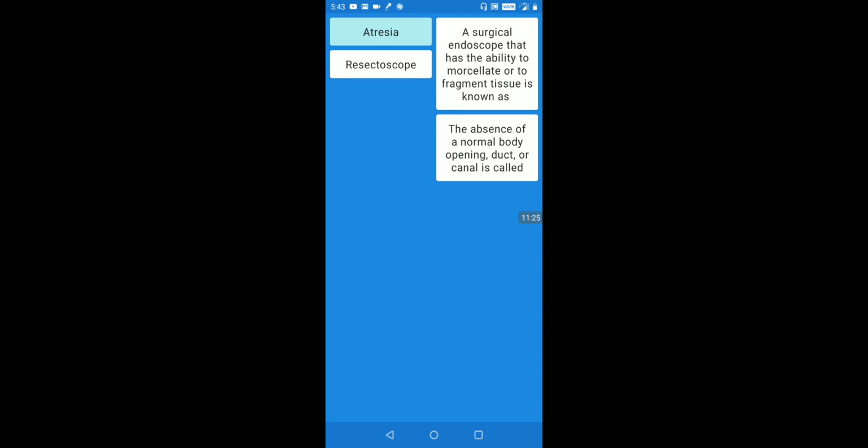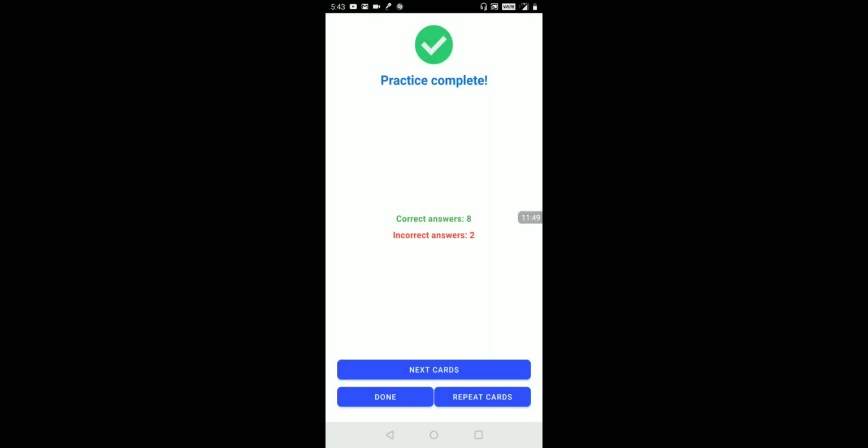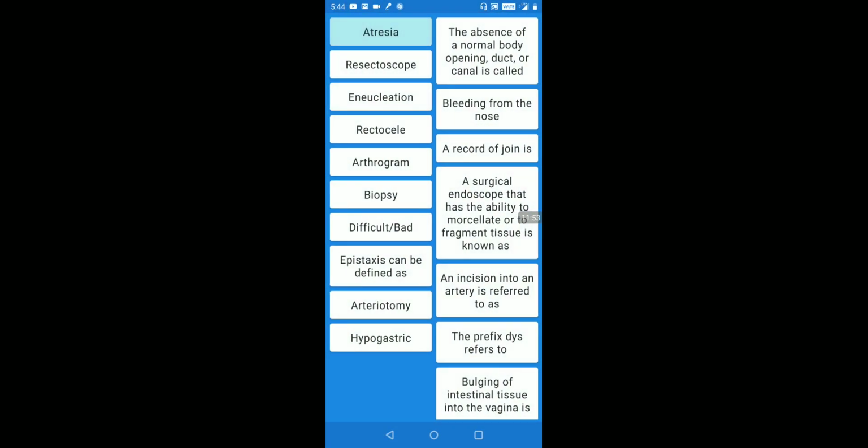So the real answer is the absence of a normal body opening, duct or canal is called atresia. Rectoscope, a surgical endoscope. I should remember that. You can remember certain words like endoscope. I will remember rectoscope. I'm probably not even saying it right, but if you want, you could redo it. I'll try and do it faster.